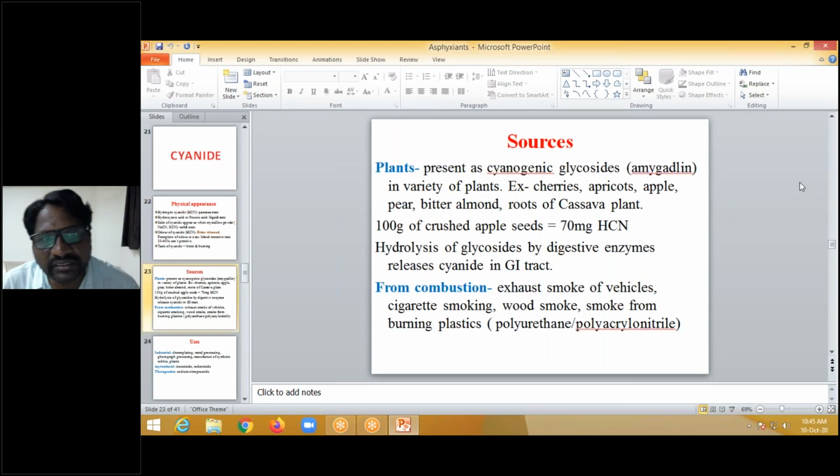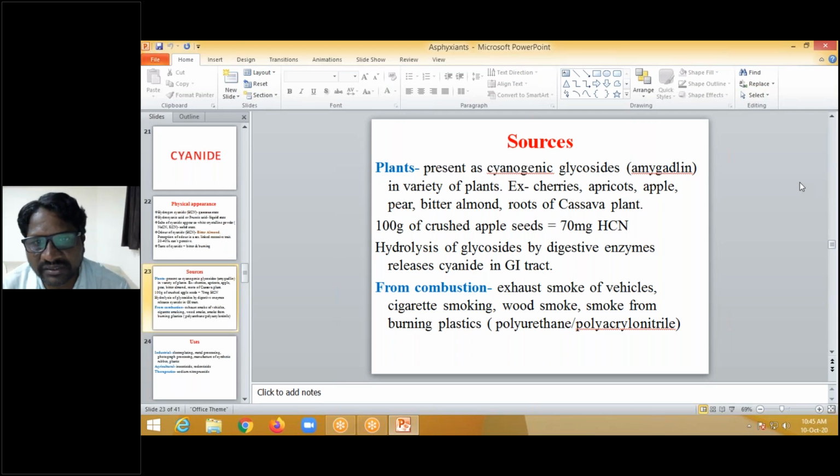Already we discussed the plants. What are the sources of cyanide? It is present as cyanogenic glycosides like amygdalin in a variety of plants, for example cherries, apricots, apples, pears, bitter almonds, and the root of the cassava plant. These plants are a rich source of cyanides, and 100 grams of crushed apple seeds equals 70 milligrams of hydrogen cyanide.